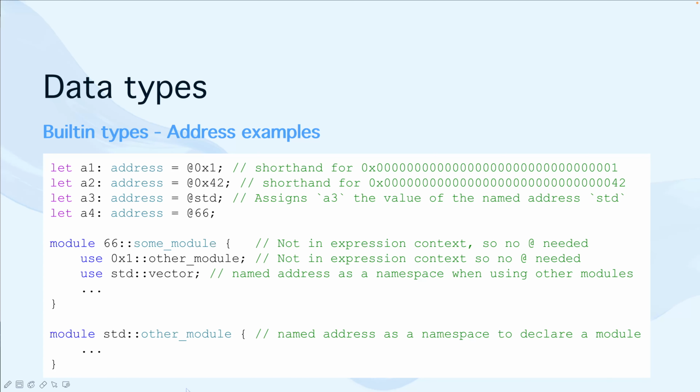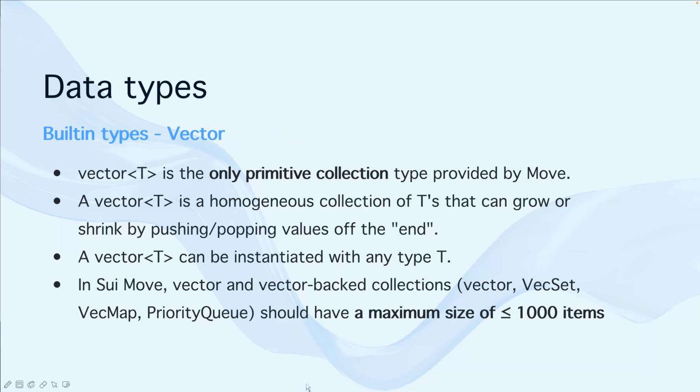For the vector, vector T is the only primitive collection type provided by Move. A vector T is a homogeneous collection of T's that can grow or shrink by pushing or popping values off the end. A vector T can be instantiated with any type T. In Sui Move, vectors and vector-backed collections, such as vecset, vecmap, and priority queues, should have a maximum size less than or equal to 1,000 items. And we'll review the homogeneous collection in later chapters.